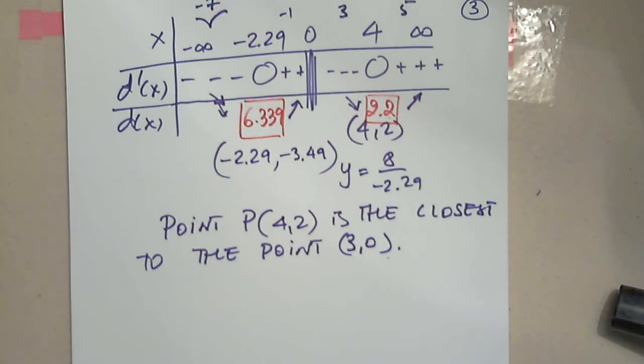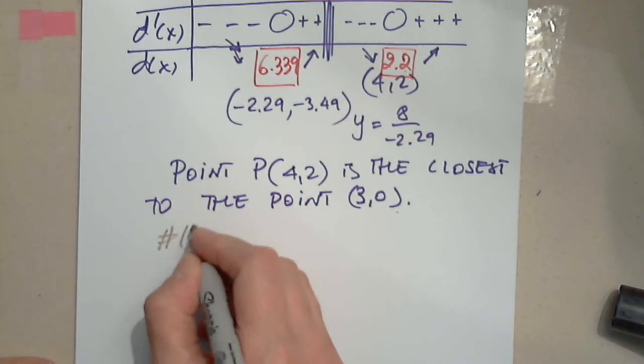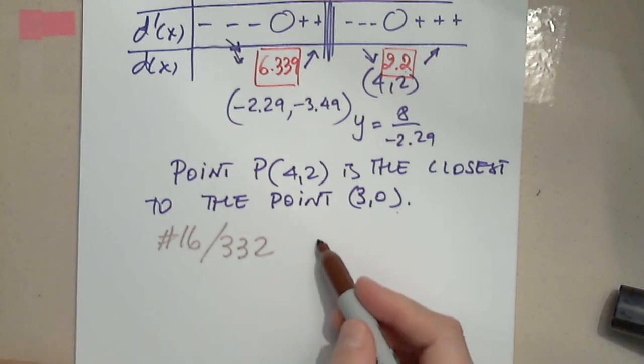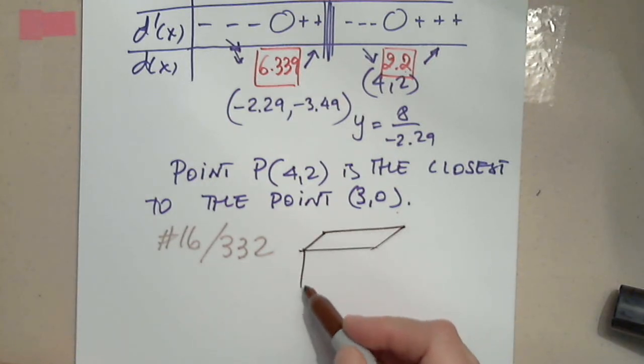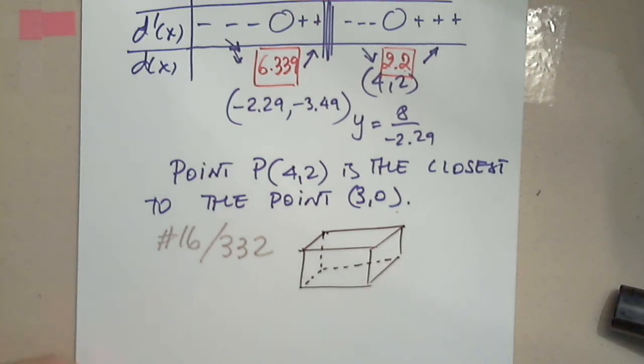Okay. I'm looking now on page 332. Let's look at problem 16. Problem 16, we have a rectangular storage container with an open top, which is to have a volume of 10 cubic meters.